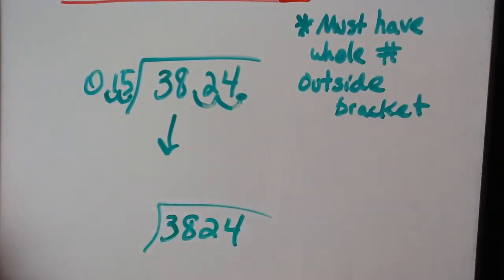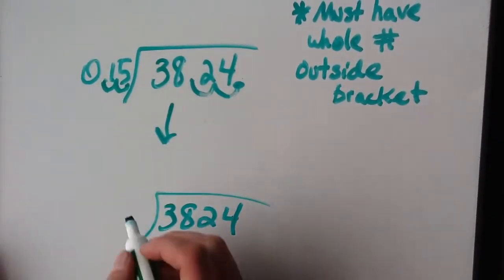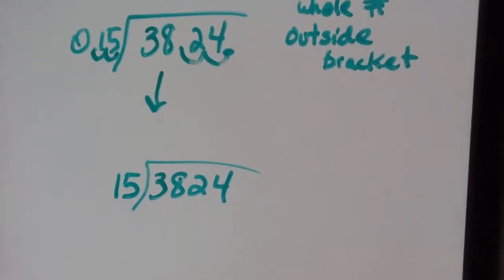3824. That's my number inside. My number outside is no longer 0.15. It is now 15. Okay, so this is my new problem since I moved the decimal. From this point, it's just long division. I follow the same exact steps as long division.